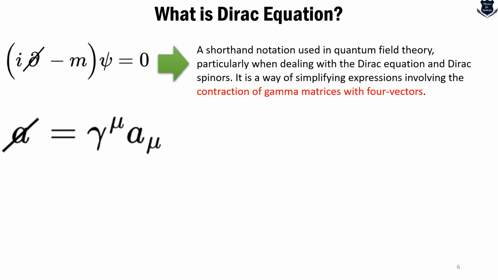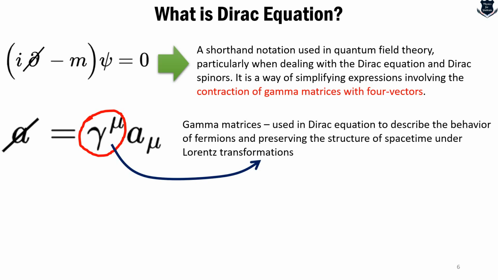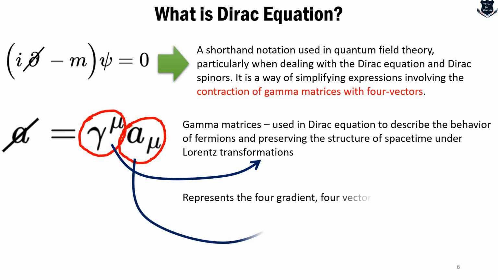If I take this kind of an equation, and if I take the upper indices of the gamma matrices around here, then we can say that these gamma matrices, used in the Dirac equation to describe the behavior of fermions, preserve the structure of what we call Lorentz transformation. Also, this mu in the lower indices represents a 4-vector, or a 4-gradient, in spacetime.